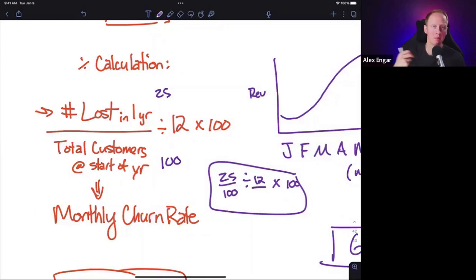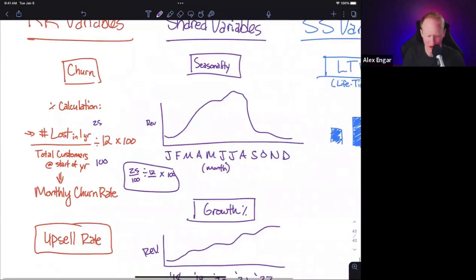And so when I'm making projections, it's really important that I don't just factor in how many new clients I'm getting, but how frequently clients are dropping off, because I have to factor that in. Okay. Any questions on churn?